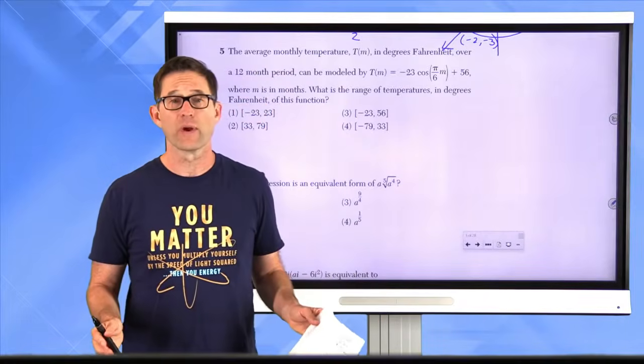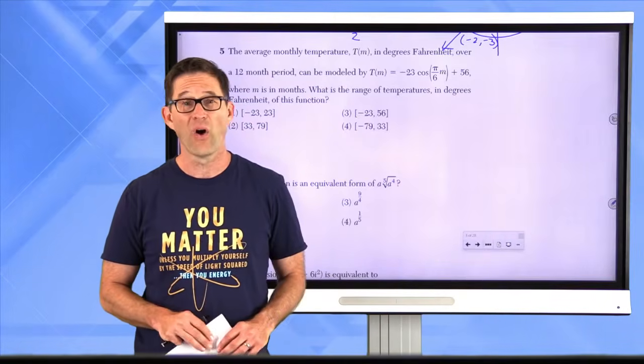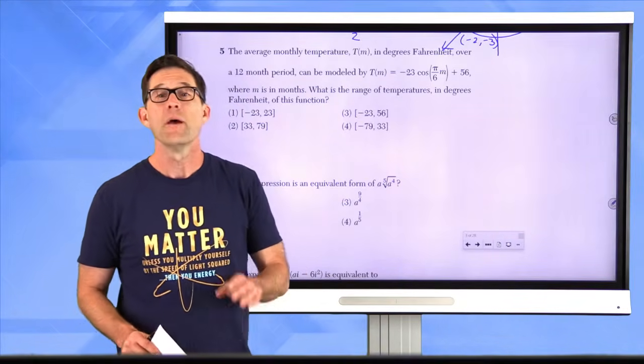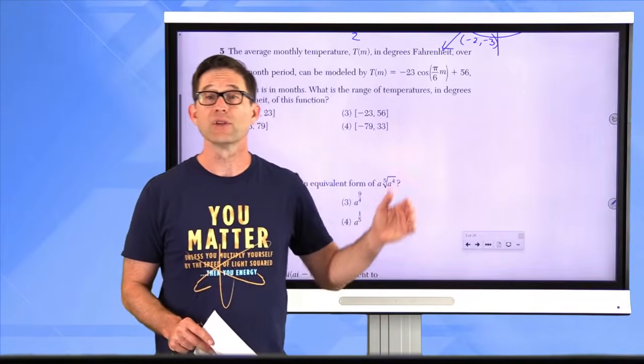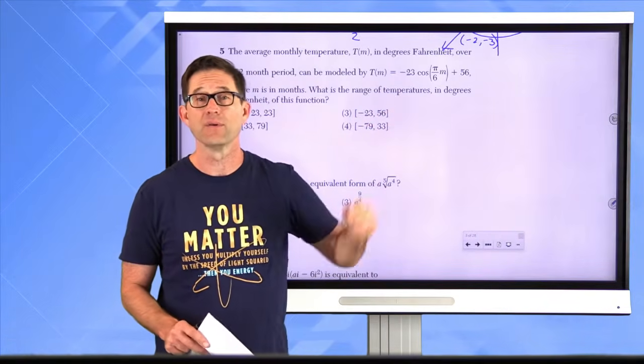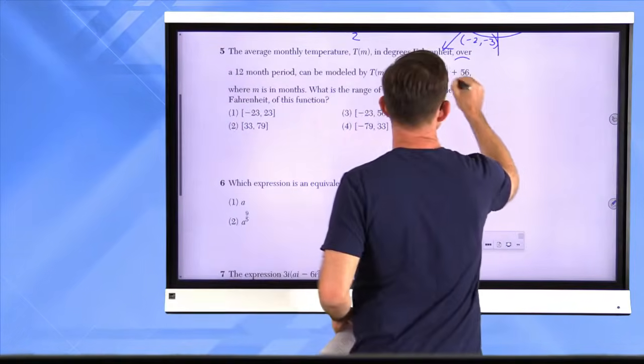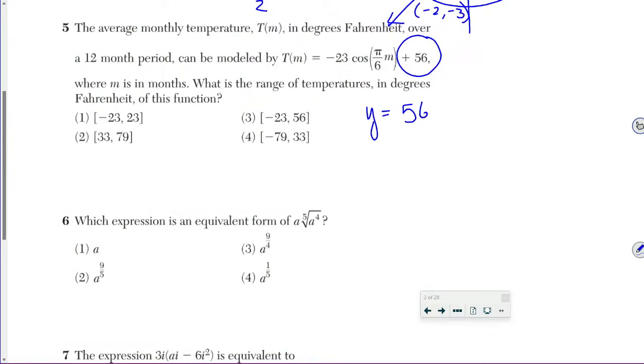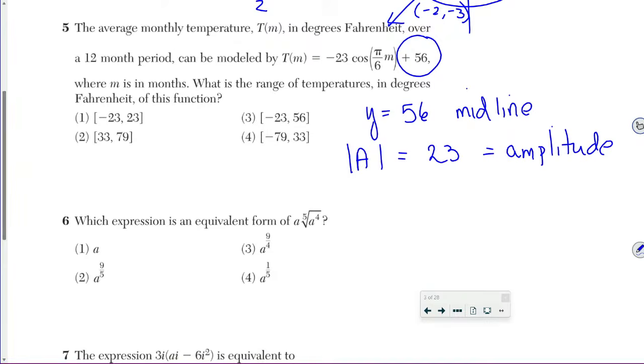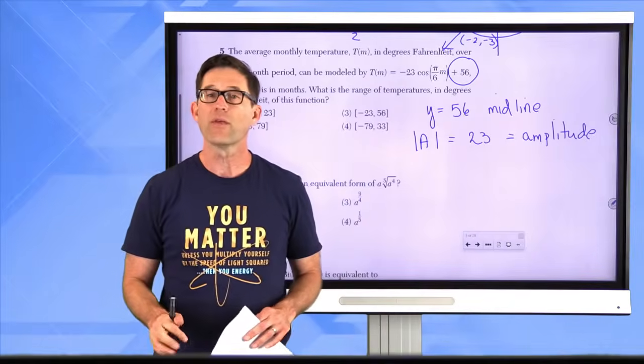Fantastic. There's not a lot of trig in Algebra 2, even though some of you may have even called this course trig. Little ironic there. But one of the things they do want you to be able to do is look at what are called sine and cosine models, or sine and cosine functions, and identify basic things. For instance, y equals 56 is what's called the midline of this function. And the absolute value of A, equals 23, is what's called the amplitude. Don't even worry about the pi over 6. It's somewhat irrelevant. We've got 56 as the midline and 23 as the amplitude.